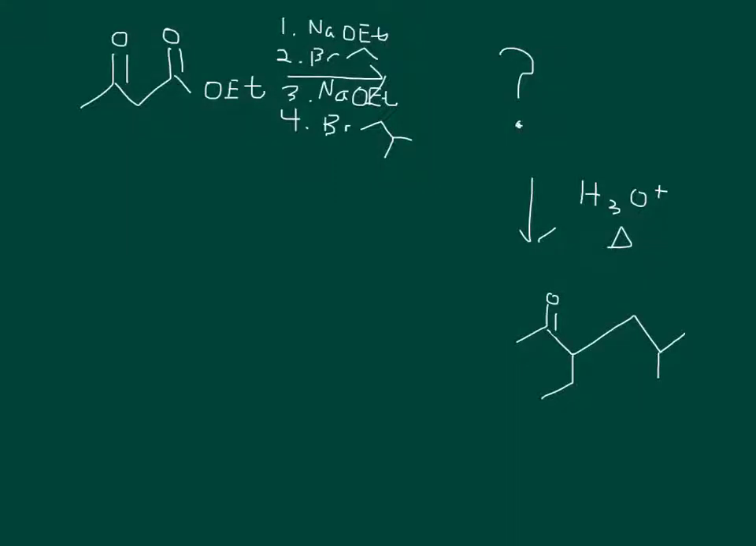Since your test is focused on mechanisms, I decided to make the example just complete mechanisms, so we'll go ahead and get started right away. So with this first one, we have this doubly stabilized enolate, since we're in basic conditions. So since we have the ethoxide, that would come in and take off a hydrogen to form the enolate.